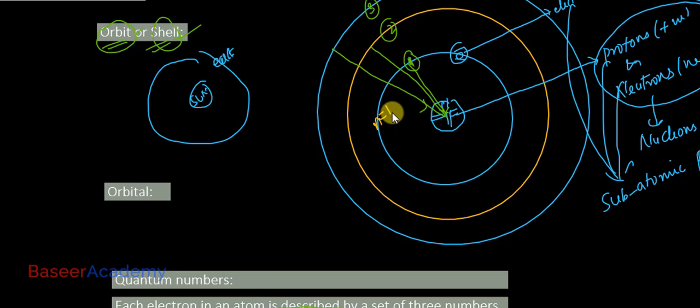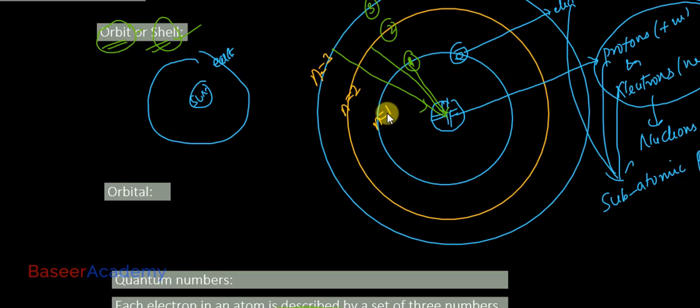When I write n is equal to 1, it pretty much means that this is the first orbit. Orbits are denoted by the principal quantum number, lowercase n. When I write n is equal to 2 here, it means that this is my second orbit. The golden color circle is my second orbit. And again, this is my third orbit.